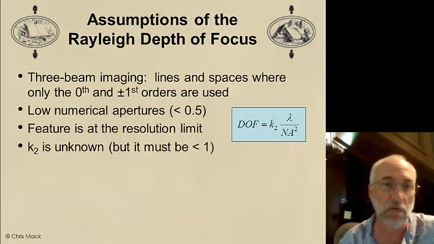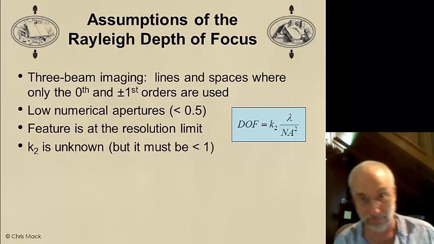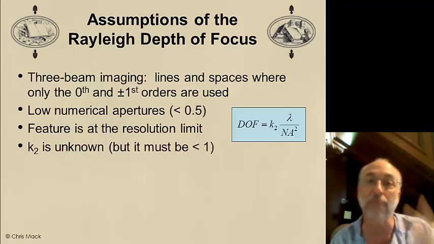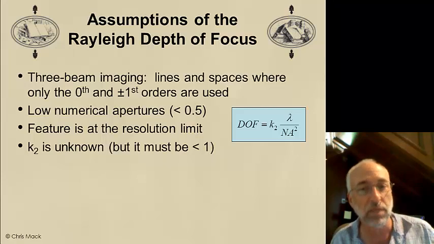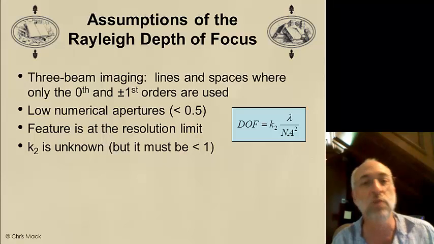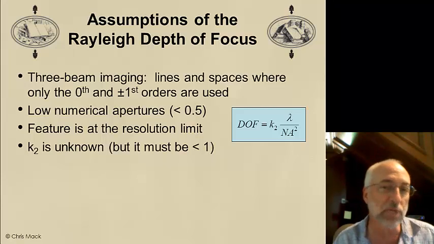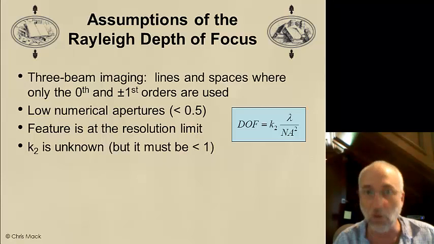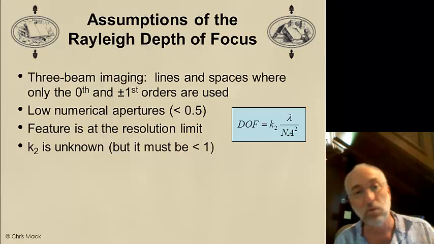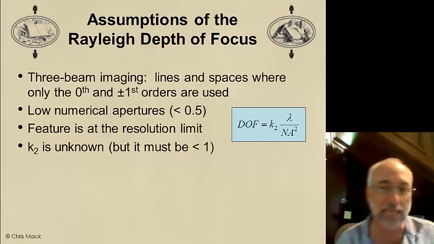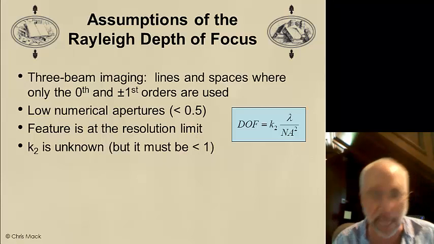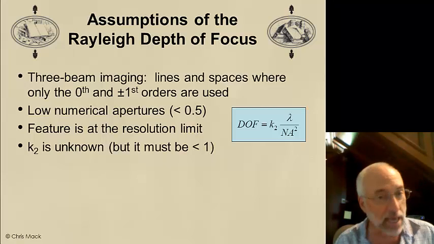So what are they? First of all, I'm assuming 3-beam imaging. This equation doesn't mean anything if I have 2-beam imaging. Right? Lines and spaces where only the 0 and plus and minus first orders are being used. It assumes low numerical apertures, less than about 0.5, because we're using the paraxial approximation. We're assuming all of our light is coming in at small angles. We're also assuming, and here's a big one, that the feature we're trying to image is at the resolution limit, because we're assuming the first order is right at the very edge of the lens, so that we could replace the sine of the angle with the NA, the numerical aperture.